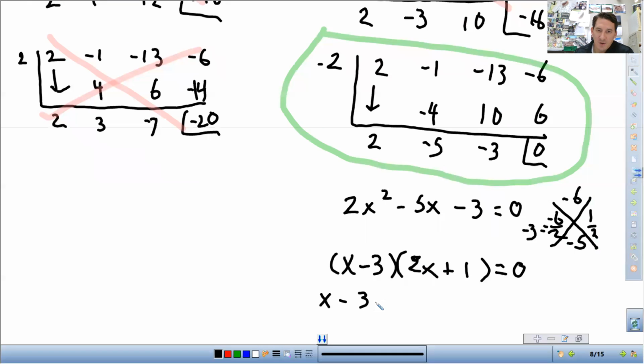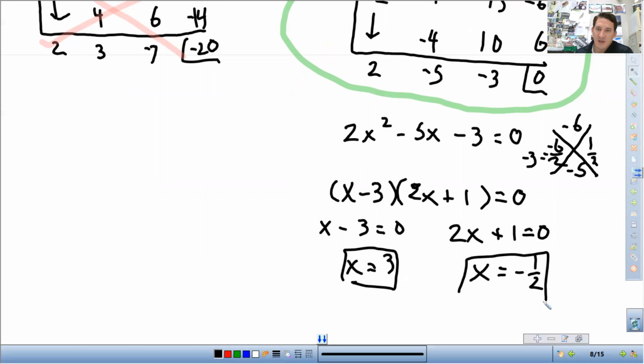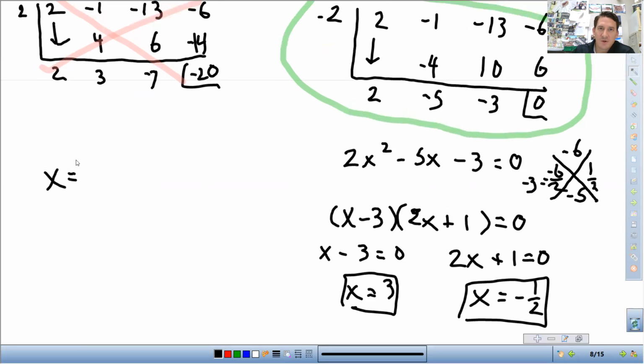Set them equal to 0 to solve. Solve this equation, add 3 to both sides, you get x is equal to positive 3. This one over here, subtract 1, divide by 2, you get x equal to negative 1/2. So skipping some steps there. So my 3 solutions, I found negative 2 by dividing, and then 3, then negative 1/2.